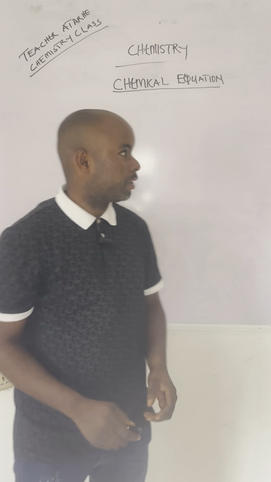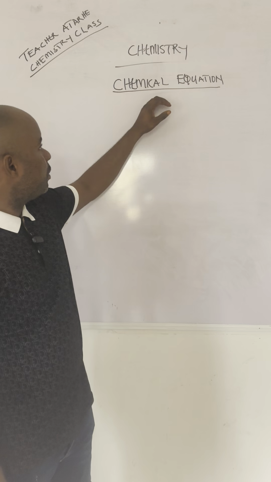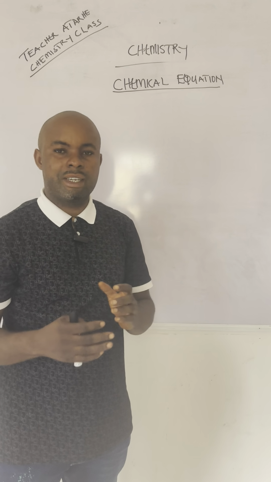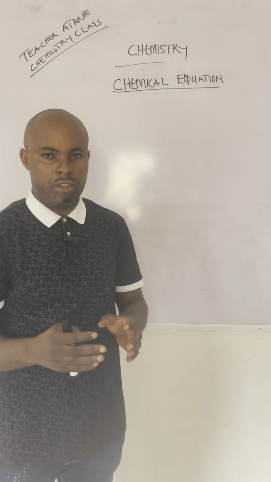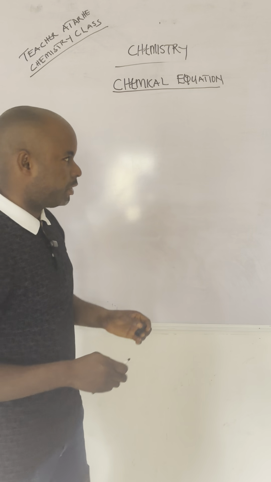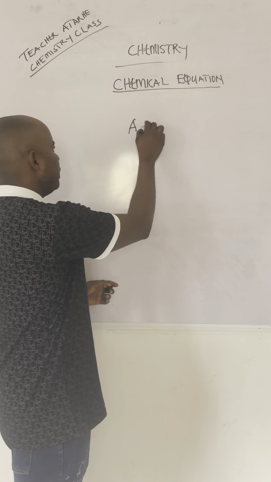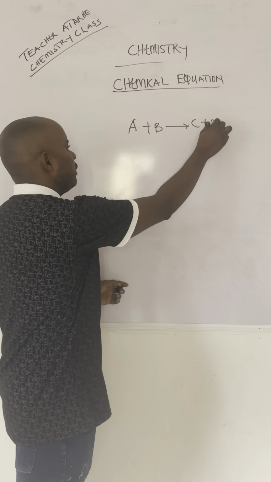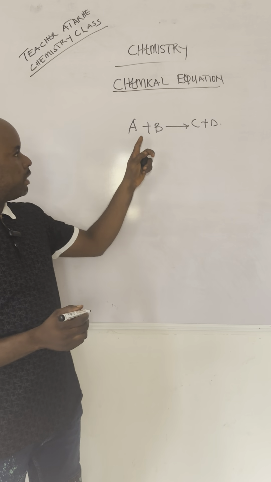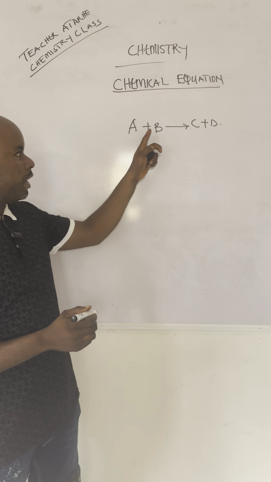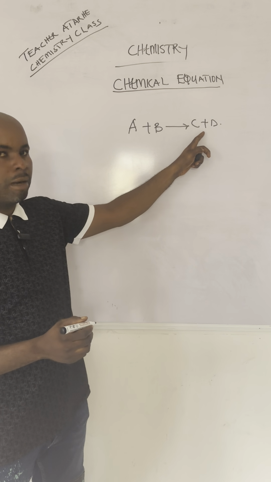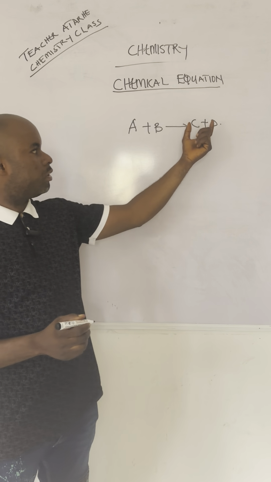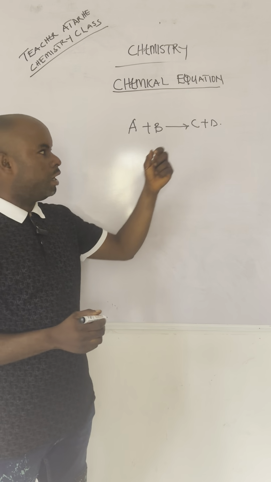In today's topic, we'll be talking about chemical equation. What is a chemical equation? We define chemical equation as a chemical transformation of one species to another. Hypothetically, let's take this to be a species. We said, let A react with B to give C and D. Hypothetically, they came together to give this product.